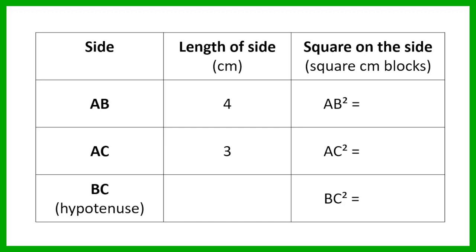Okay, so let's see what you should have in your table. Your table should look something like this. You should have 5 over here for the length of BC, which is the hypotenuse. Then you should have found that the number of square centimeter blocks on the side of AB was 16 because 4 squared is 16. The number of square centimeter blocks on AC was 9 because 3 squared is 9. And the number of square centimeter blocks on the side of the hypotenuse BC is 25 because 5 squared is 25.